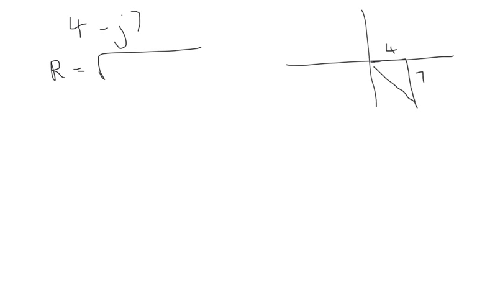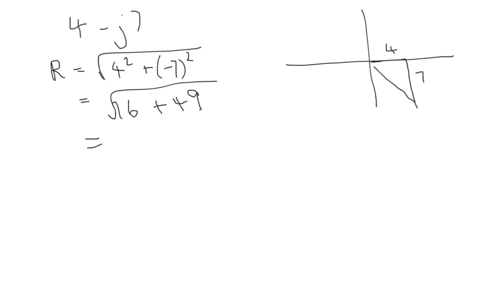4 subtract j7 is also not in the first quadrant. This is in the fourth quadrant, 4 along and 7 down. So r, do this in the same way. 4 squared plus negative 7 squared, 16 plus 49, is root 65.